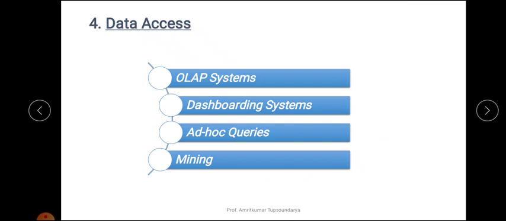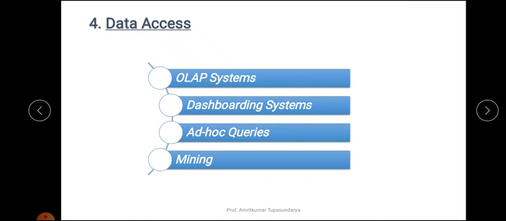Now these were the 4 key elements of the data warehouse architecture. As you can see, the data warehouse architecture is very important from the understanding point of view as well as from the exam point of view, to understand the data warehouse as a whole.